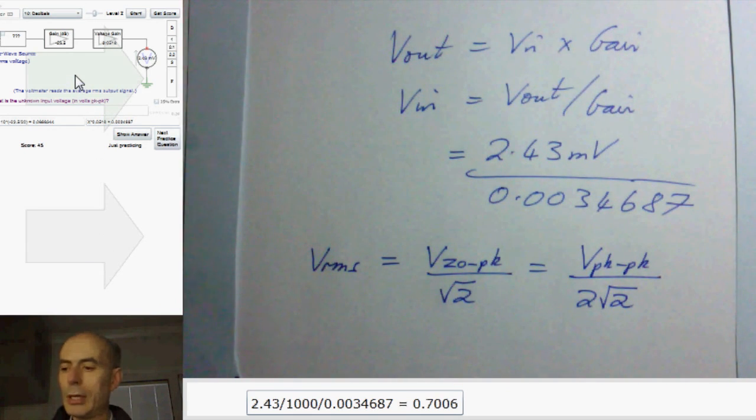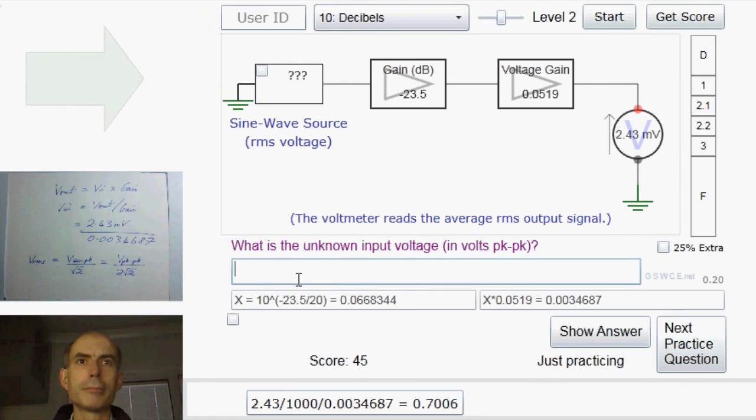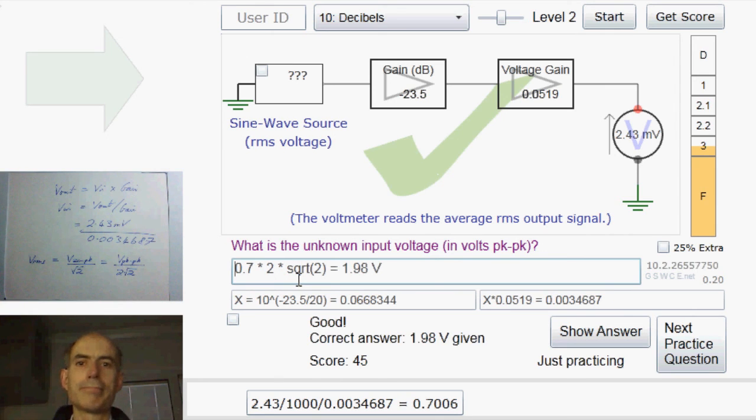So I would have to take my answer here, my 0.7, multiply it by 2 root 2 to get the peak to peak, and then I get my right answer. Okay, I think that should get you started.